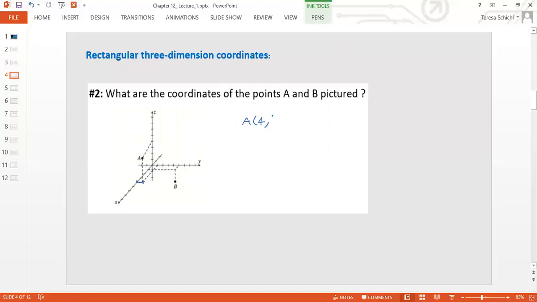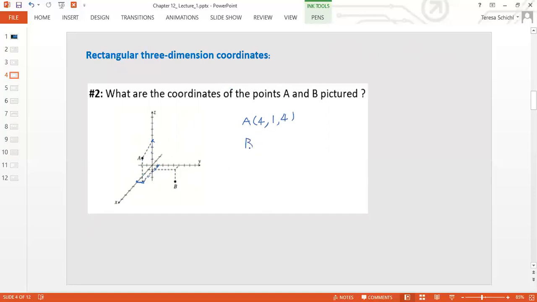Y is 1, right? So because here's 1, let's draw a parallel line here. Then in here, how many is z? 1, 2, 3, 4, right? So this is 4. So the point A is (4, 1, 4).